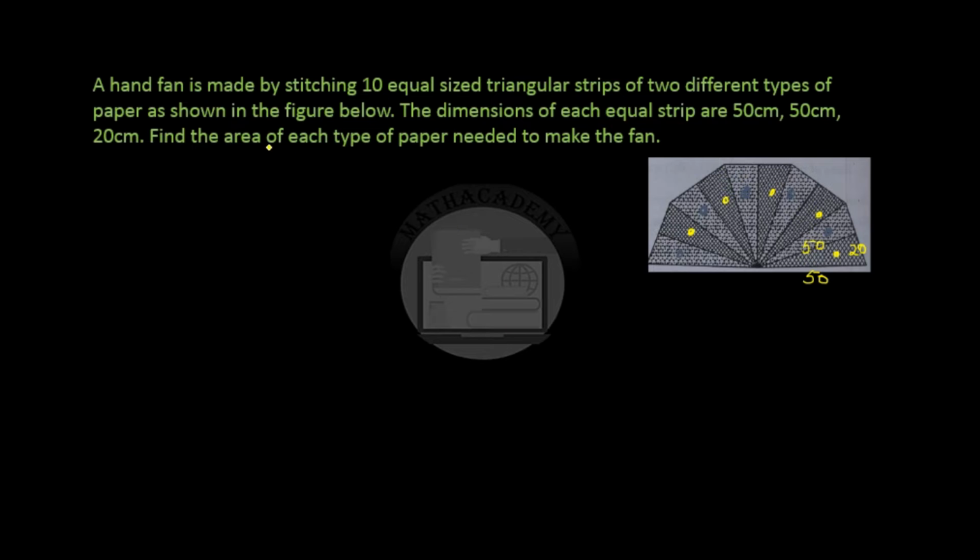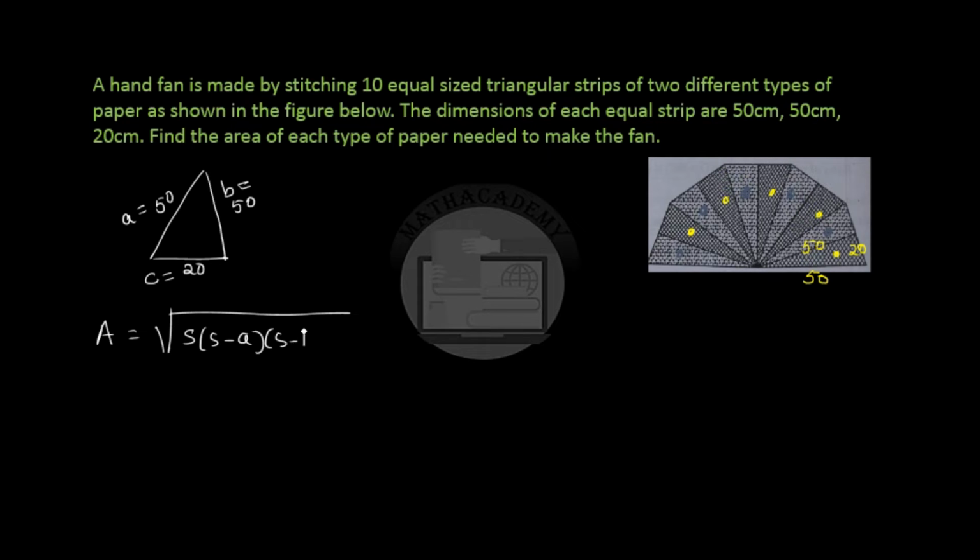We need to find out the area of each type of paper needed to make the fan. We will first find out the area of one of the triangular sheets. This is 50, this is 50 and this is 20. Let this be A, this be B and this be C. We will be applying Heron's formula because we know all the 3 sides of the triangle. So Heron's formula is square root of S into S minus A into S minus B into S minus C. S is the semi-perimeter.